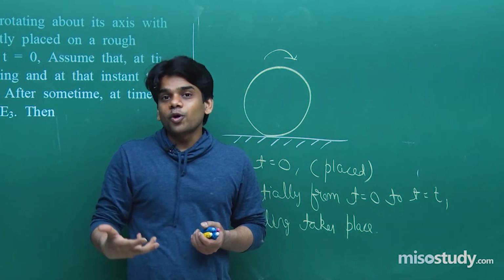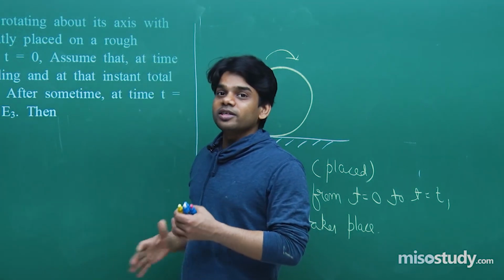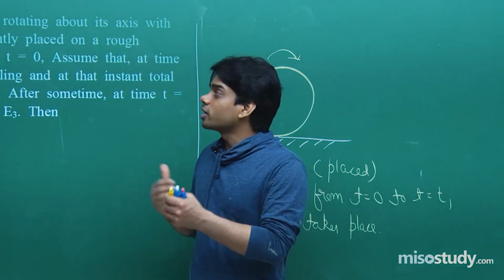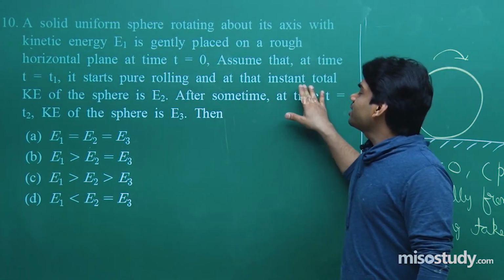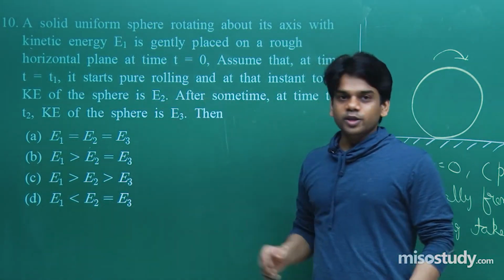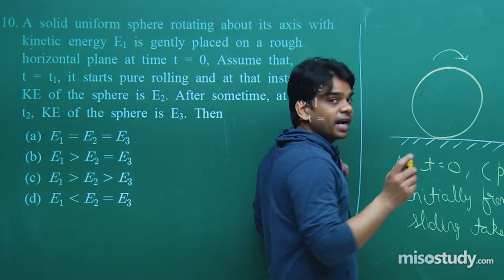It starts pure rolling after time t equals to t1. That means till the time less than t1 it was rubbing against the surface. It starts pure rolling, and at that instant total kinetic energy of the sphere is E2. So at t1 the total kinetic energy is E2.